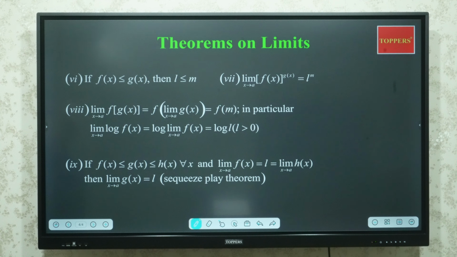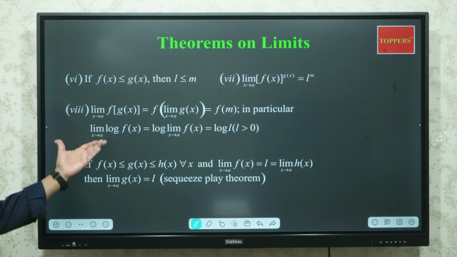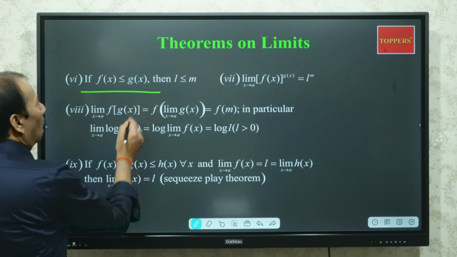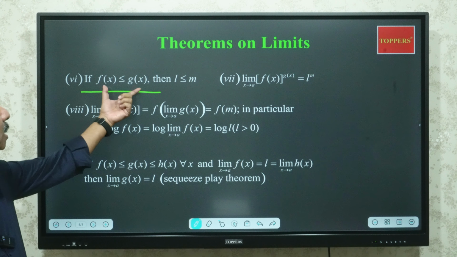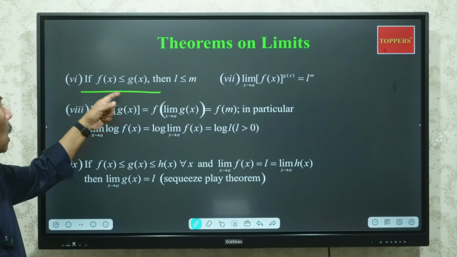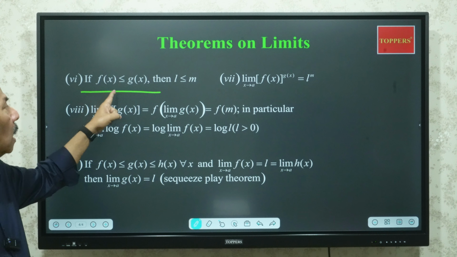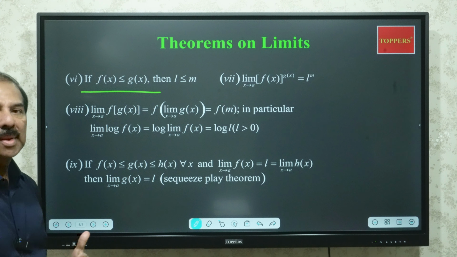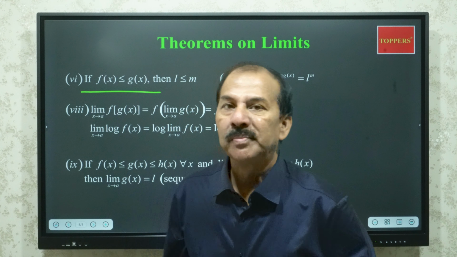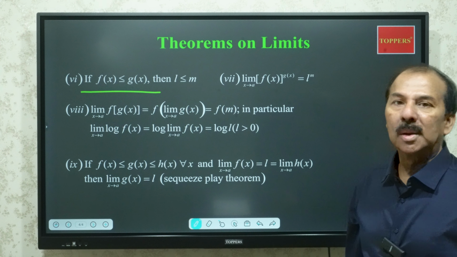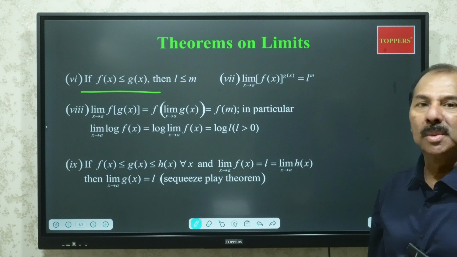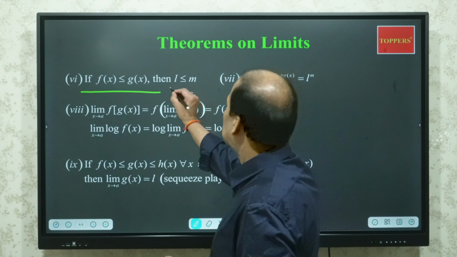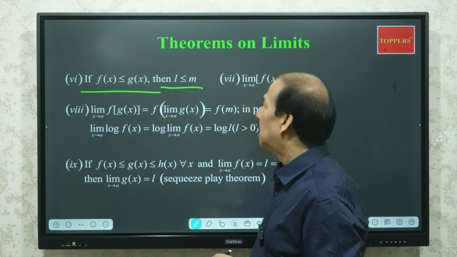Now see some more properties, or you can say some operational methods. If you have two functions f of x and g of x, and let us say f of x is less than or equal to g of x, the limiting value of f of x is L and the limiting value of g of x when x tends to a is m. Then, if f of x is less than or equal to g of x, the limiting value of f of x will also be less than or equal to the limiting value of g of x. So we get L less than or equal to m.